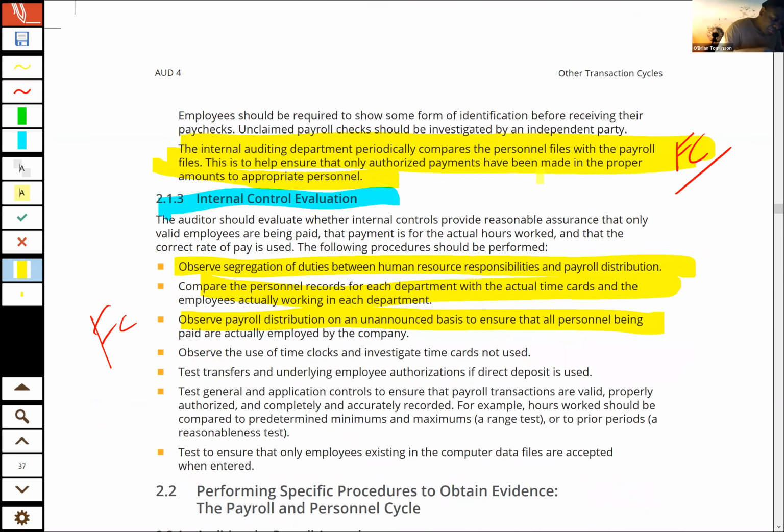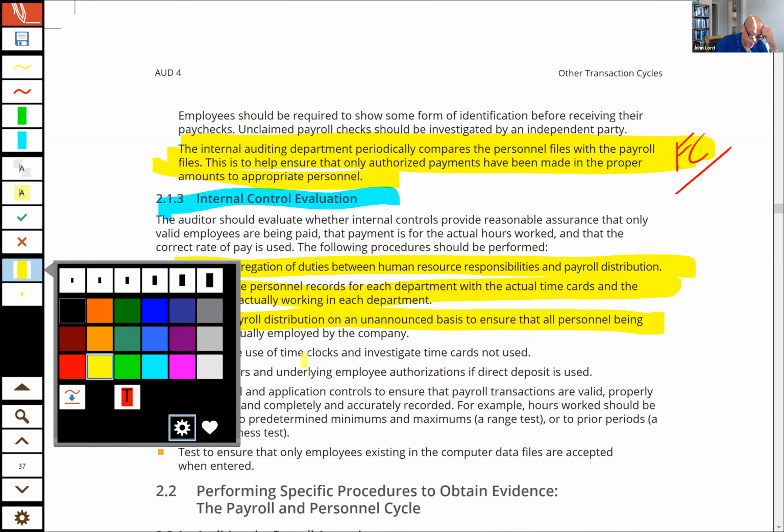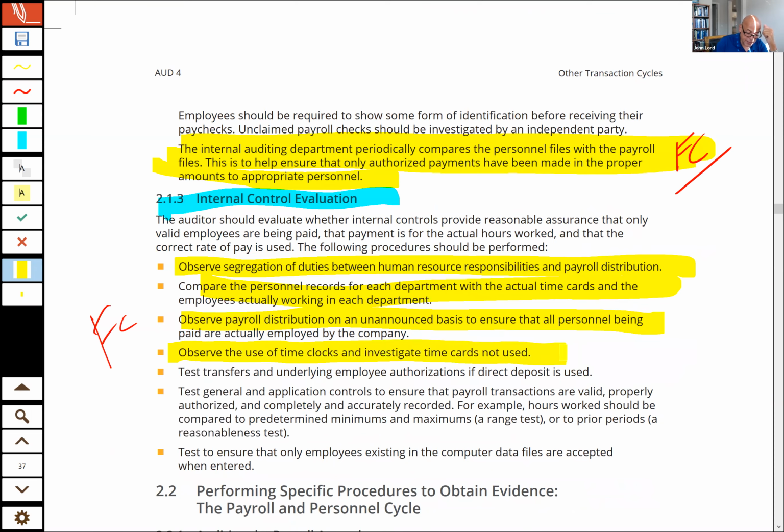Okay. Coming down a little bit, observe the use of time cards, investigate any time cards that aren't being used. Again, the idea is they've hired a fictitious employee. They see that the auditor is sniffing around and they stop doing that for a while the auditor is there, hoping you won't notice and go away. So if you see some time cards that aren't being used, okay.